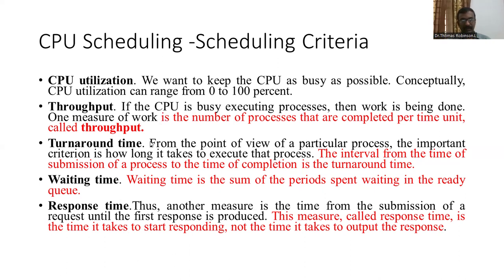And the next one is known as turnaround time. Turnaround time means the interval from the time of submission of the process to the time of completion of the process. That means we submit a process for execution, and then the process completes. The time duration between the submission and completion of the process we call turnaround time.